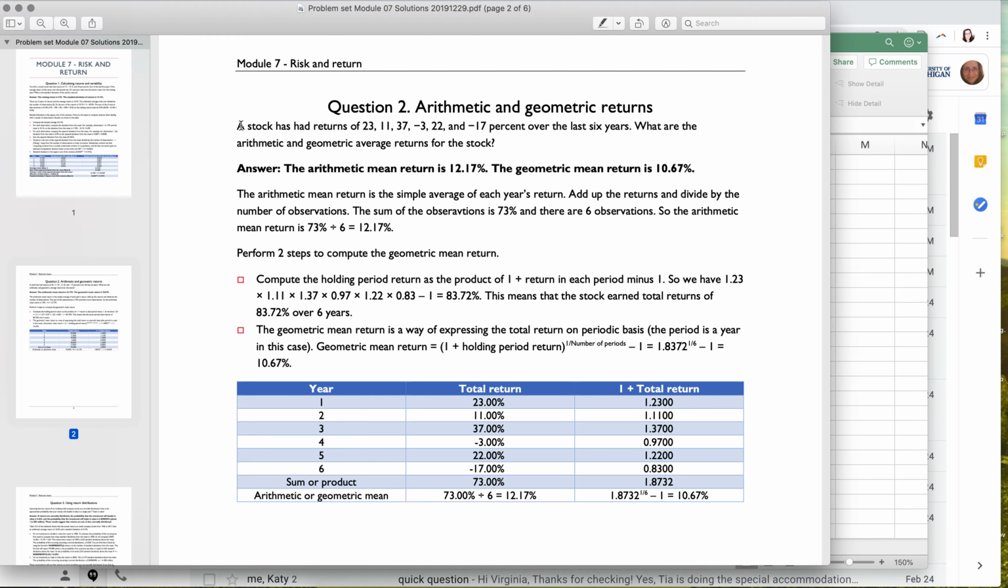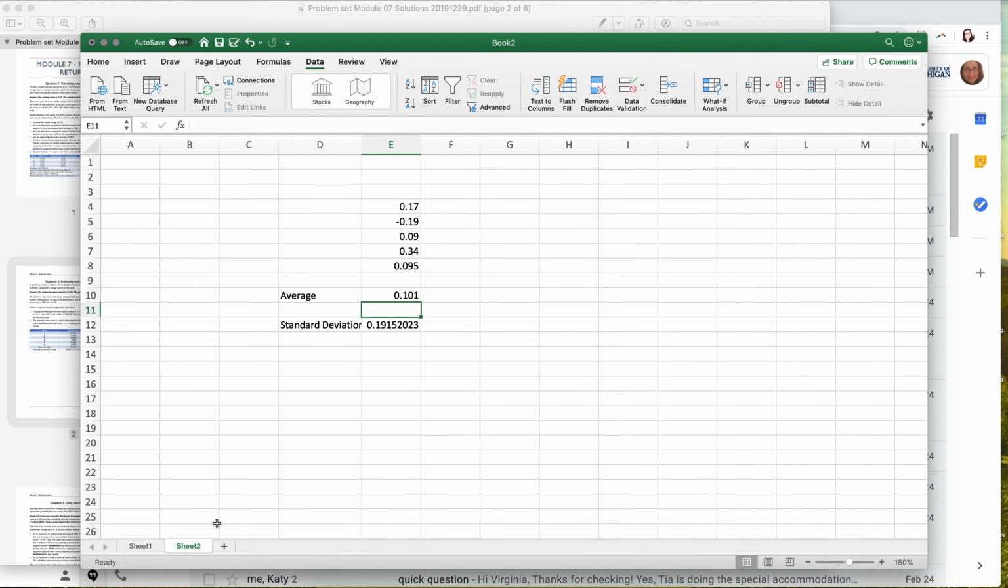Module 7 is stock has returns over 6 years. What are the arithmetic and geometric average returns for the stock? Okay, let's get a new sheet.